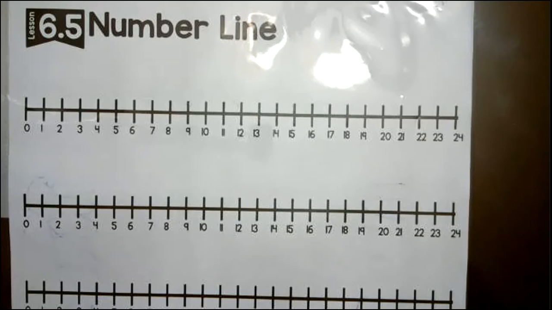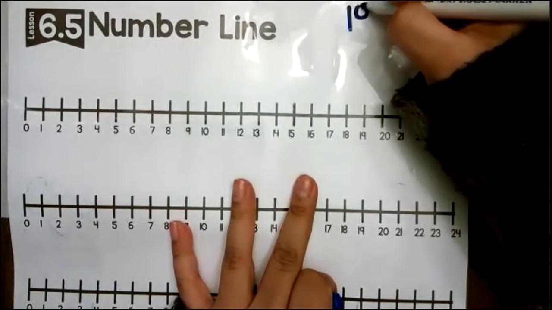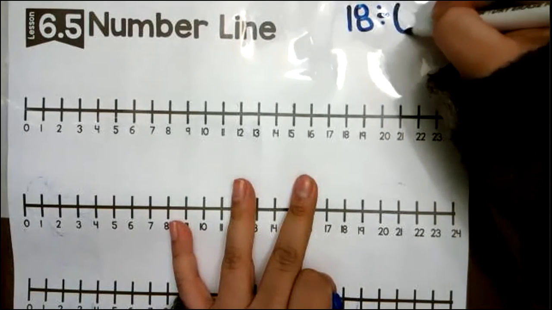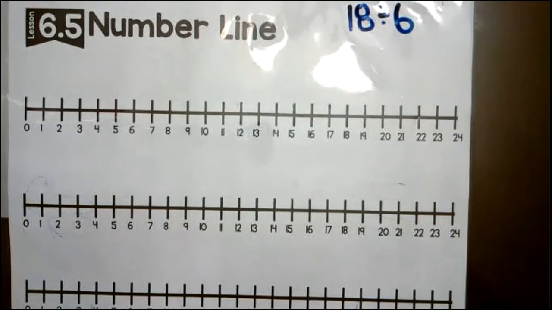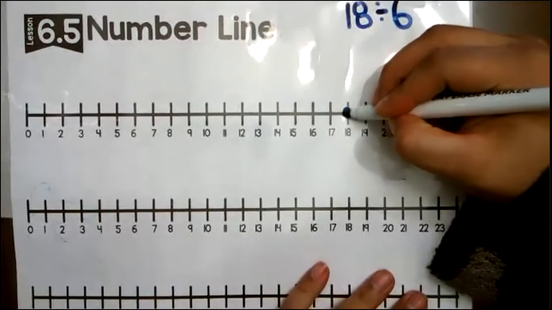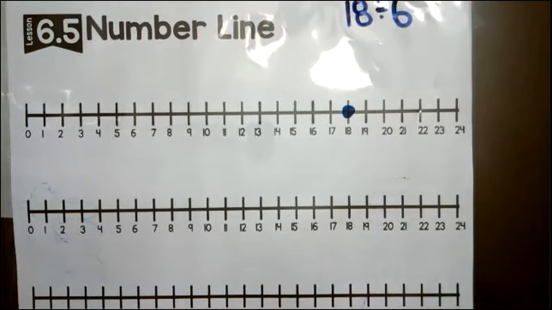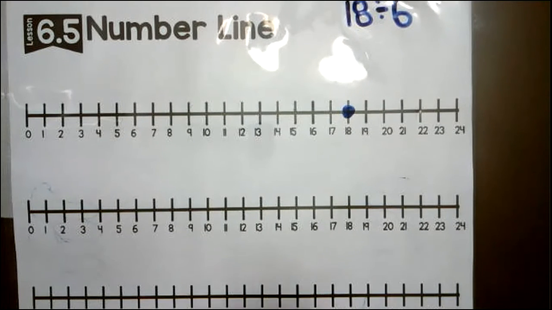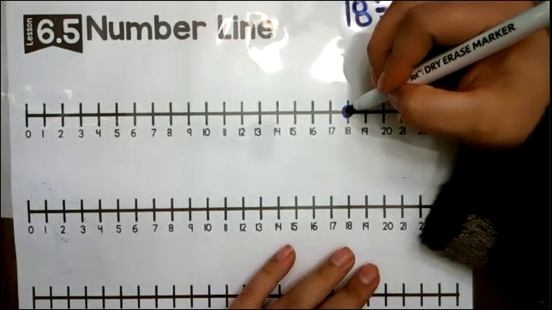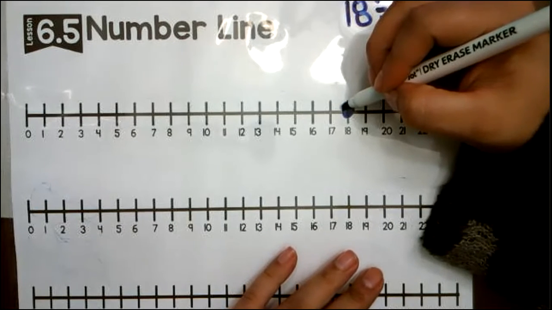So now let's say we have the division problem 18 divided by 6. What is going to be our first step for us to use the number line to help us solve this problem? Where am I going to start? Right, we're going to start at the number 18. What am I going to subtract each time? 6, good job. So I'm going to subtract 6 until I get to 0.